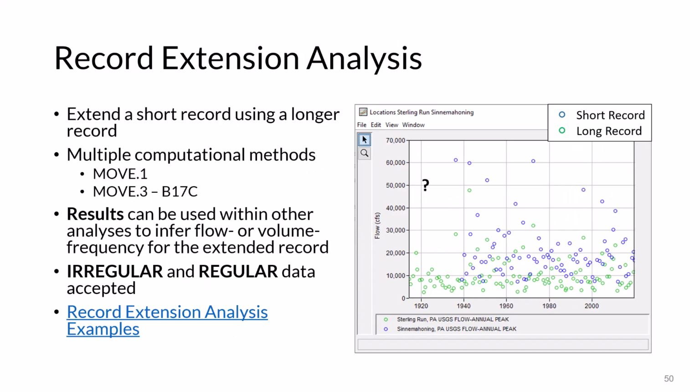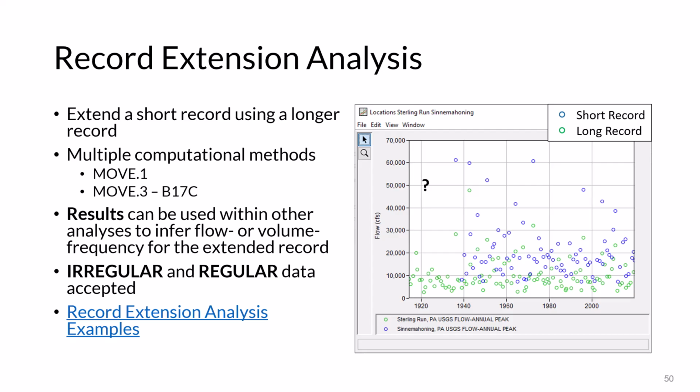The record extension analysis was also introduced in SSP version 2.3 and can be used to extend a short record site, such as the one shown in blue on the right, using a longer record site, such as the one shown in green. The analysis provides users with multiple computation methods. Move stands for Maintenance of Variance for Extension. Move3 is documented in the Bulletin 17C document and should be used to extend a record that will then be used for peak flow frequency analyses, such as Bulletin 17 procedures or volume frequency analyses.